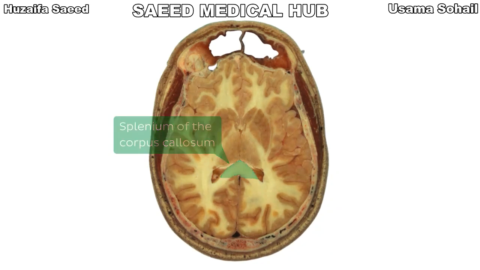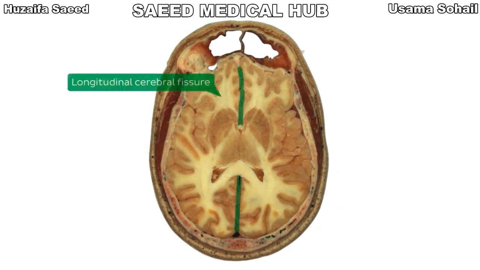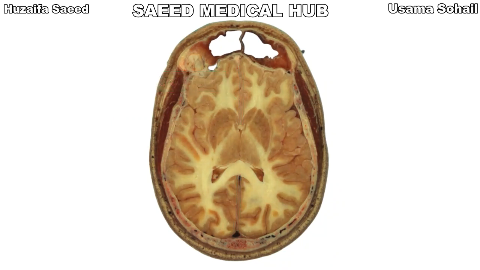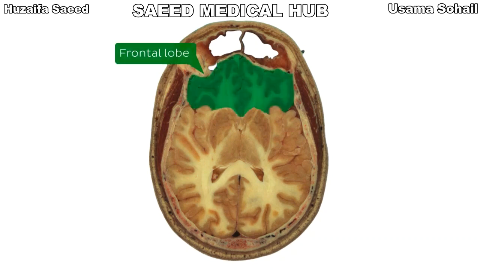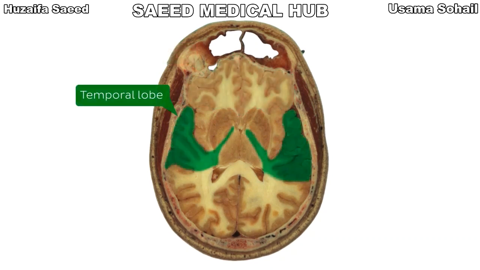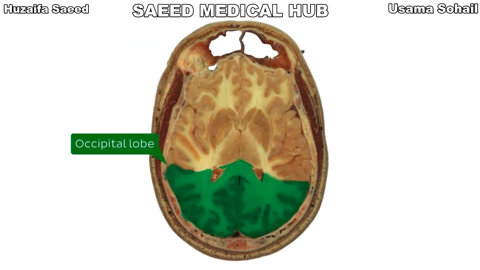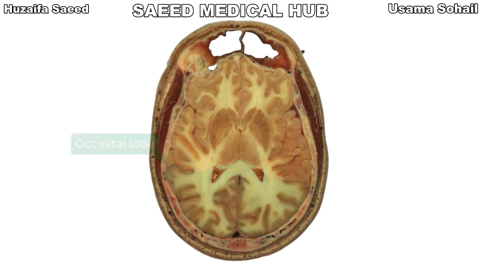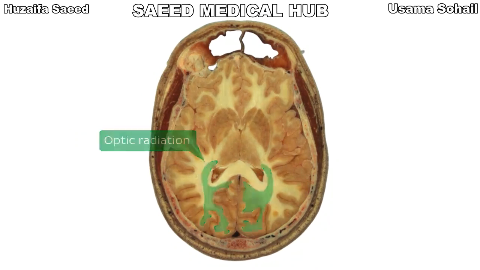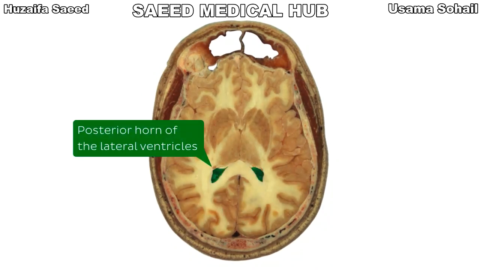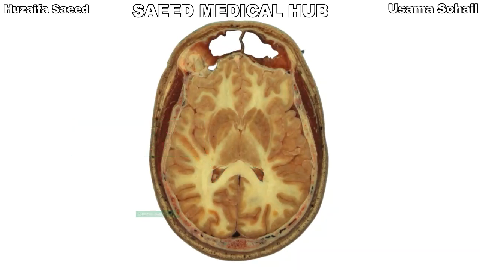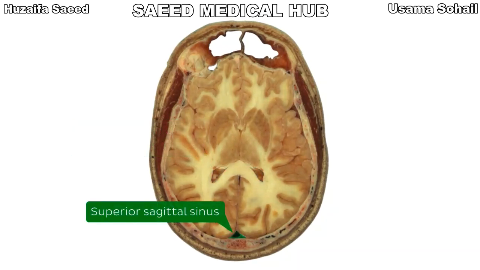Our final group of structures centered around the longitudinal cerebral fissure, which we learned separates the two hemispheres. We then observed the frontal lobe, the temporal lobe, the insular lobe, and finally the occipital lobe. Lastly, we pinpointed the optic radiation, posterior horn of the lateral ventricles, and the superior sagittal sinus. And that wraps up our tutorial on the cross-section of the brain at the thalamic level.